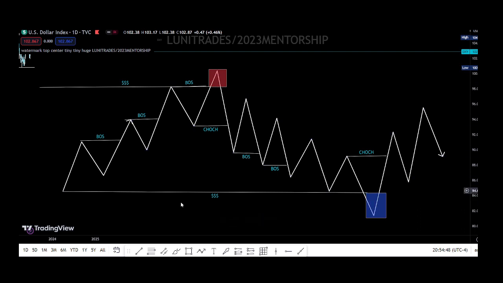So now you see, after the liquidity was taken down here, which is where you want to look for your buy, it came and it broke this high. That's another change of structure. A change of character, sorry.